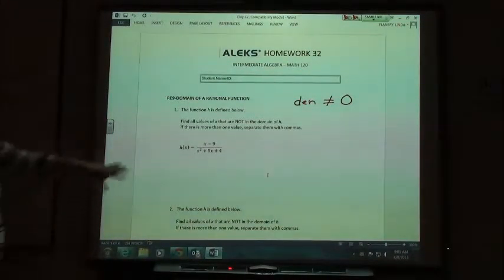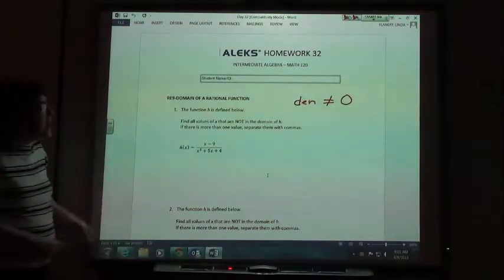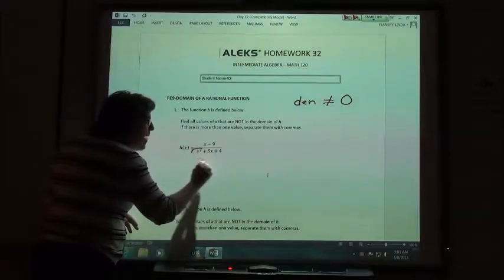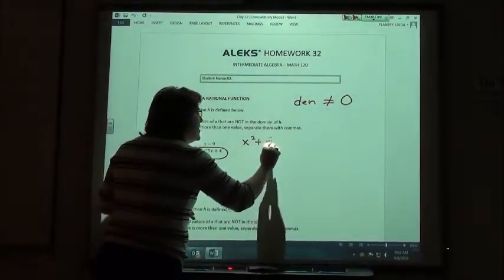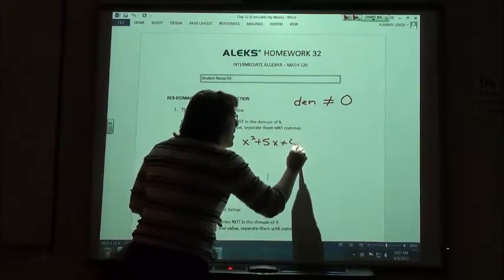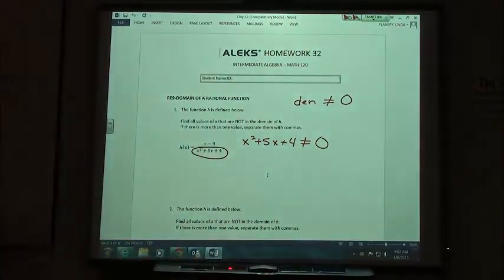And so when they ask you about the domain of a rational expression, they're talking about a fraction, and what you're going to do is look at the bottom of the fraction, which in this case is the x squared plus 5x plus 4, and you're going to say, oh, I know that on the bottom of the fraction I can't ever have a 0.